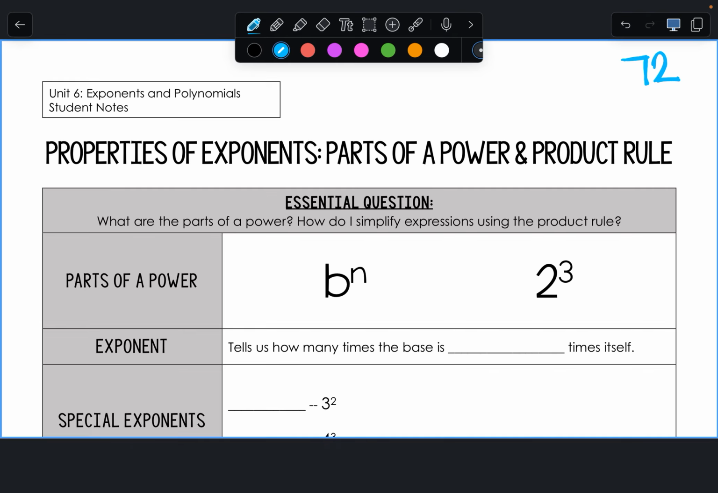When we have a negative base, what is the difference in the way these two are written? One of them has parentheses. One has parentheses, the other one doesn't. It does affect your answer. This does affect your answer. Let's see how it affects our answer.